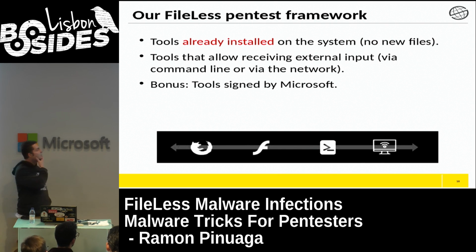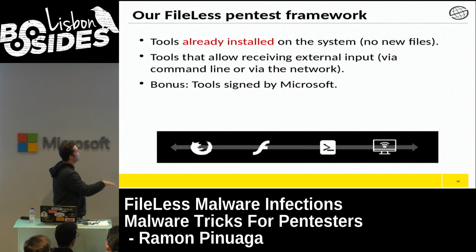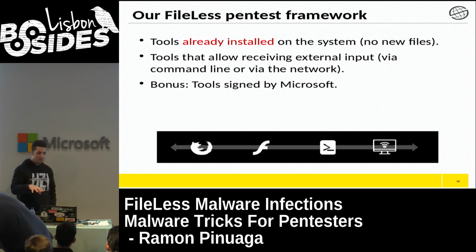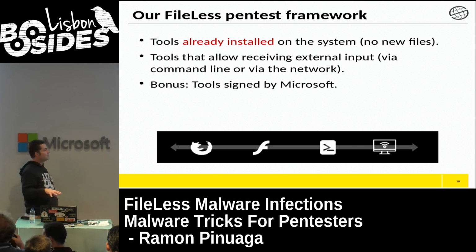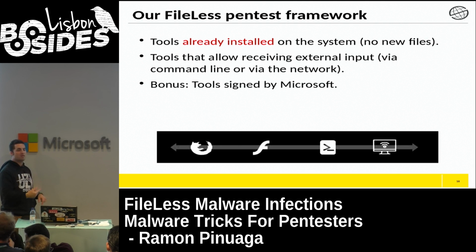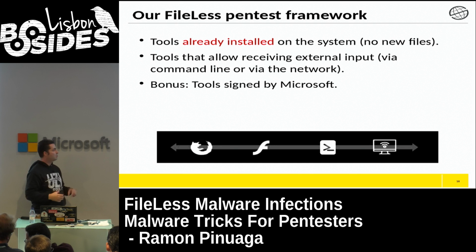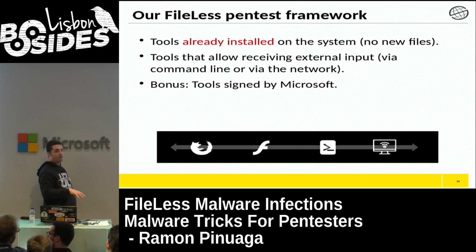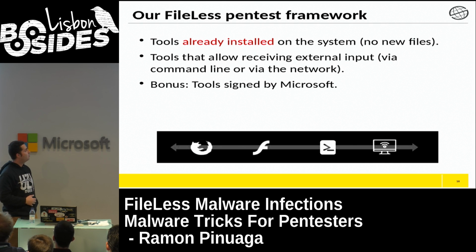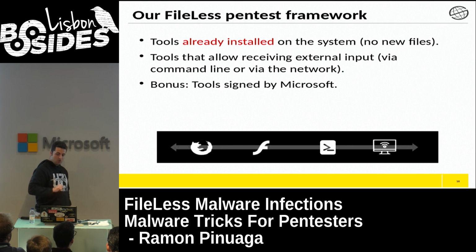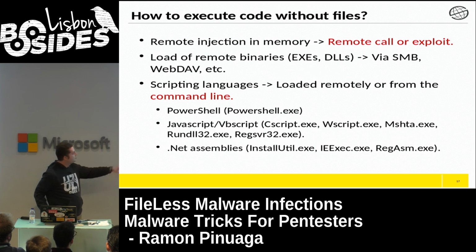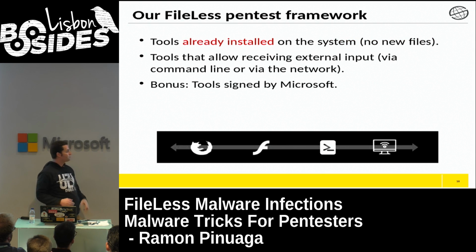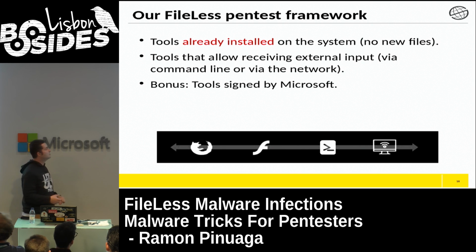So what's the conclusion? For creating our fileless penetration framework, usually a penetration testing framework is a bunch of tools that, when we compromise a system, we upload and create our toolkit there, and we use that system to attack others. What do we need to create the same type of framework without files, without uploading anything to the system? We need tools already installed on the system. We need to choose which ones we need. And we need to create code to be launched by these tools.